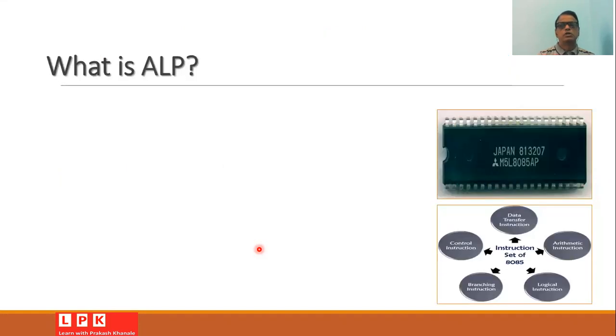So let us start the session with the question: what do we mean by assembly language program, or ALP? We know that 8085 is a microprocessor for which different instructions are available, and these instructions are classified into different categories such as data transfer instruction, arithmetic instruction, logical instruction, branching instruction, and control instruction. All of these instructions we have discussed in detail in our earlier sessions. Now in this session, we will go for writing the assembly language program.